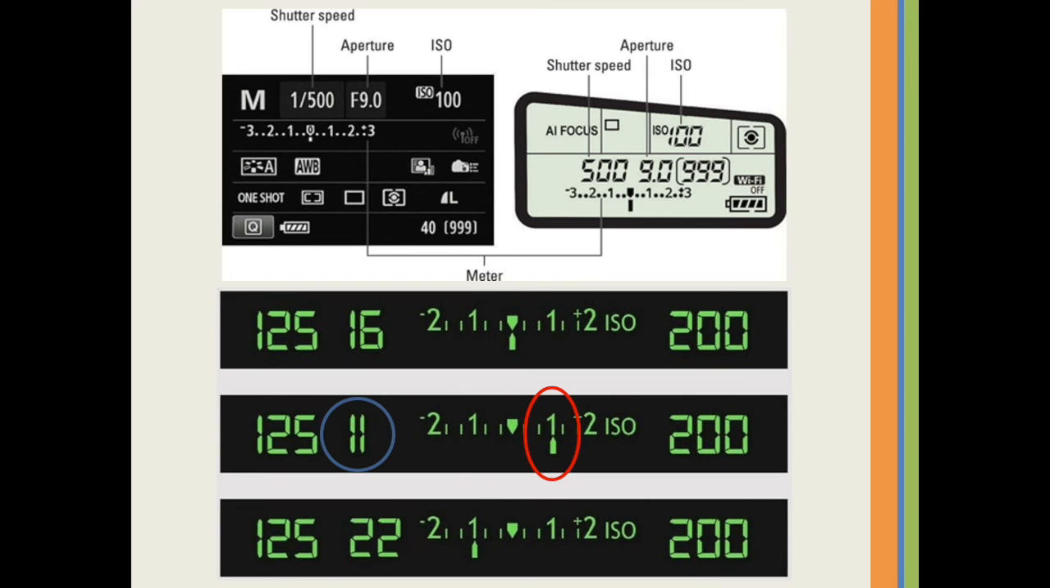Let's say now that you do the reverse. Instead of f16, you go to f22, which is a smaller aperture. It lets less light in, and so you are going to end up with an underexposed image by one stop.